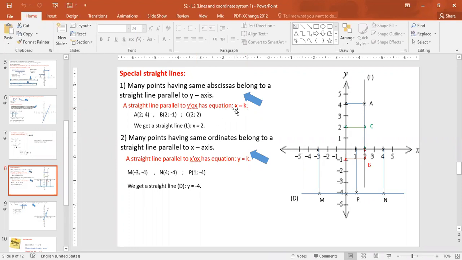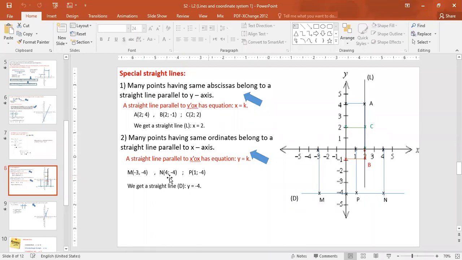The second one, I have 3 points, M, N, and P. I will read them. M has coordinates -3, -4. N has 4, -4. P has 1, -4. Yara, can you tell me what do you notice about the 3 points? They have the same what? Ordinates. Yes, they have the same ordinates.